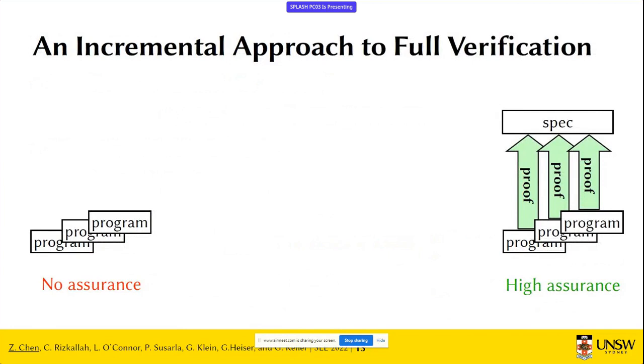What benefits do we get? One thing is that full formal verification is sort of a binary thing. If you don't have verification, or if your verification is not finished, you basically get no assurance. On the other hand, you have to fully verify everything to have high assurance. So you can see that in the middle, there's a big gap.